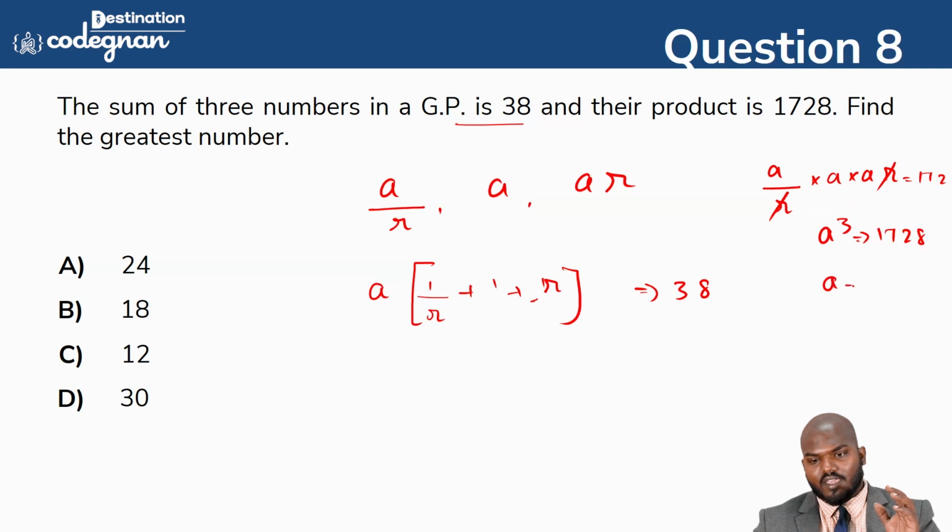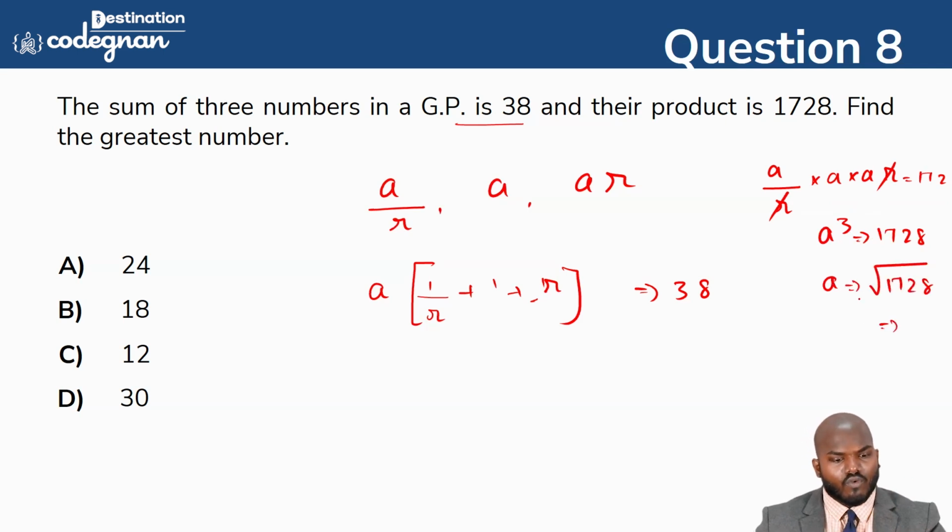So A is equal to the cube root of 1728, which will give you the value of what? How can we find out this value, guys? What is A cube? So the cube root of 1728, we can call it 12 as the answer. So A is equal to 12 here. So then you got the value of 12 over there. Okay, so you can keep it up.